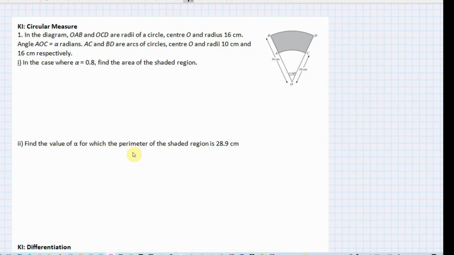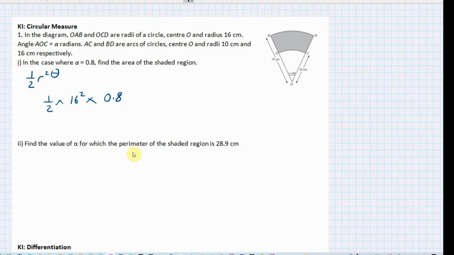Well, the area of the shaded region is going to be equal to the area of the large sector minus the small sector. So the large sector is, remember your formula is half r squared theta for area of a sector. So we're going to go half times, now the radius of the large sector is this, and then theta in this case is 0.8. So that would give us that whole area there.